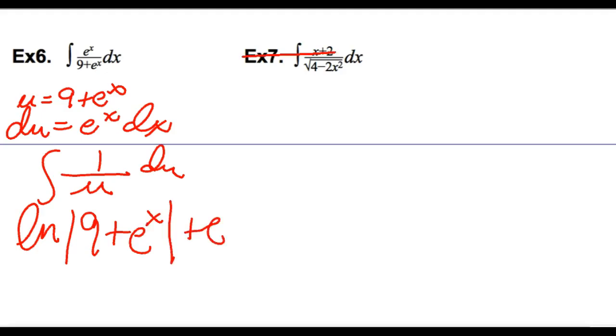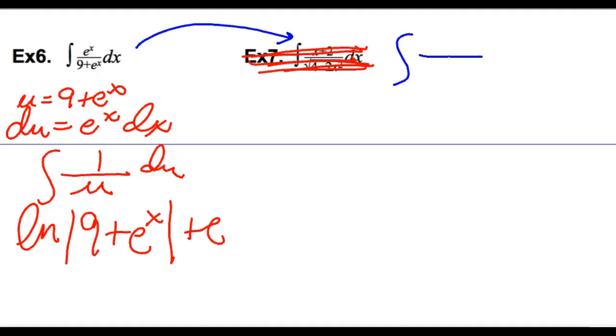But instead of doing example 7, because these are actually from my Calc 2 notes, and that one gets a little more involved than what we need to do right now, I'm going to tweak example 6 to make it a little bit different. I'm going to put a 1 here. Still going to put a dx here, but I'm going to put a 9 plus e to the 2x here.